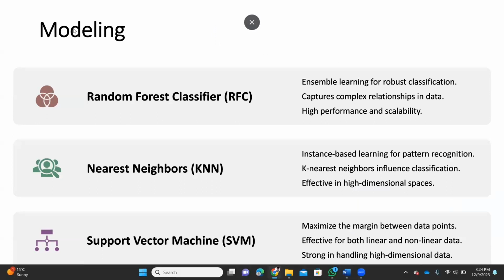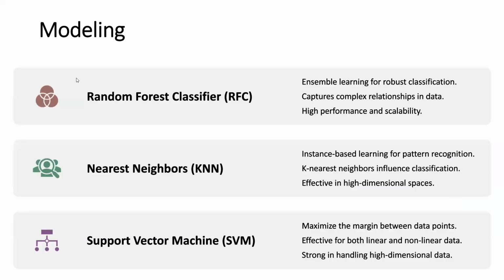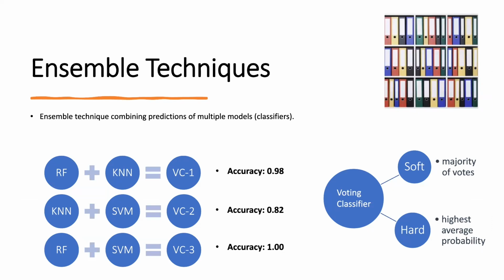In the modeling, we'll be using three algorithms: random forest, KNN, and support vector machine. These are implemented individually to check their accuracies and performance before proceeding to the ensemble techniques. In the ensemble techniques, we have chosen to work with a voting classifier. A voting classifier is a type of ensemble learning technique which helps improve overall model performance by combining predictions from multiple base models. As you know, we have already chosen to work with random forest, KNN, and SVM.